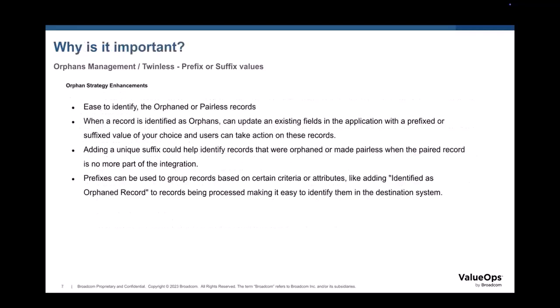So why is this important? Basically, it's easy to identify. At least a few of our customers say that they only need orphaned records. They don't need to continue with the resurrections and so on. So it's easy to identify. For example, for certain fields they can prefix and say that these records have been orphaned, and they can just filter everything together and go and delete it. This was one of the customer requirements that we had for the prefix and suffix, and it will basically identify the orphaned record, which is not part of the integration anymore.